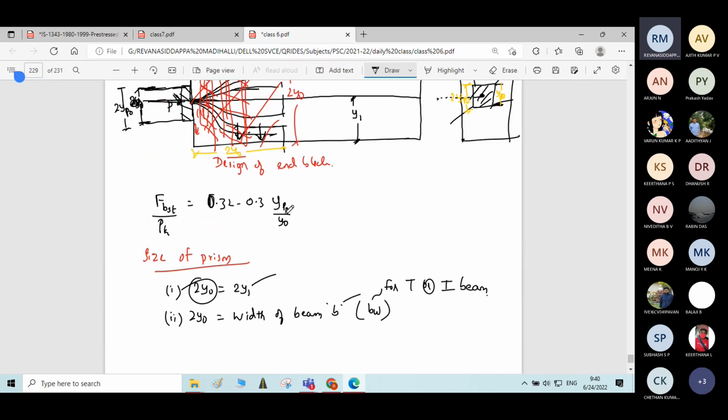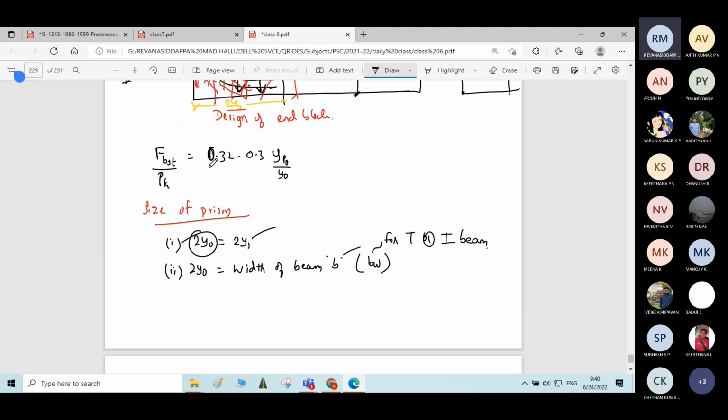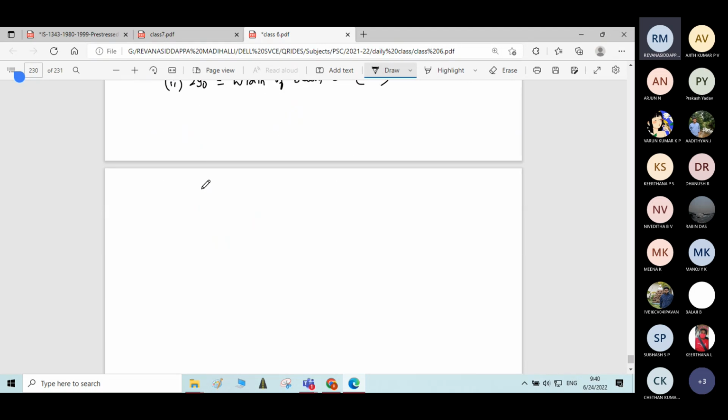This is how we calculate the size of the prism, which is required for calculation of the bursting force. If you know the bursting force, you can calculate the area of steel. The formula is: area of steel equals Fbst, the bursting force, divided by 0.87 fy. Using this formula we calculate the area of steel. Once you know the total area of steel required, you can decide the diameter of the bar and the number of bars to be provided.